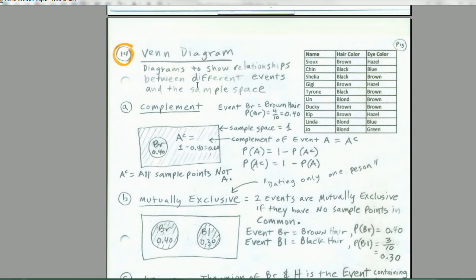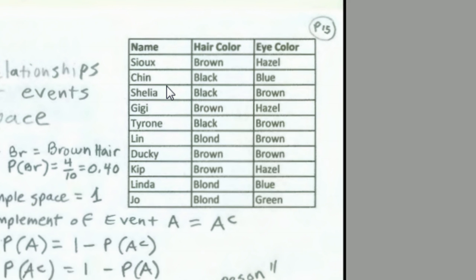So let's check out the complement rule. Here's our data set. And we're going to use this data set here in the PDFs and then over in Excel. Simple data set to help us understand our adding rules for probability. We have hair color and eye color. And you could see Sue has brown hair color, hazel eye color. Chin has black hair and blue eye color, and so on.